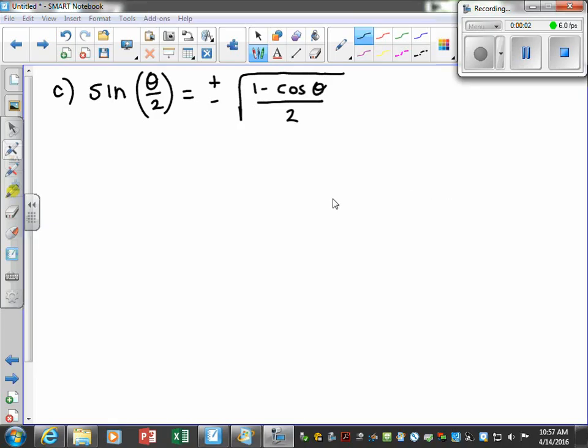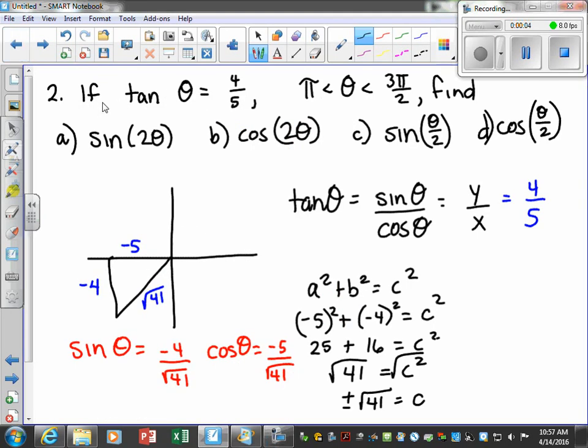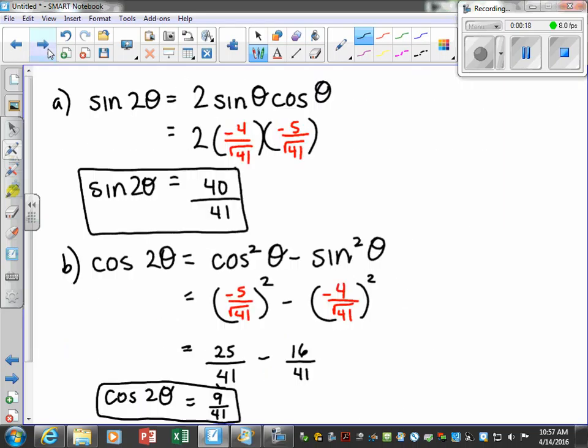Okay, just a reminder, we're still working on problem number 2. Given tangent theta is 4/5, we're in quadrant 3. We calculated our sine and cosine values from parts A and B, and we're just picking up with our half angles, C and D, now.